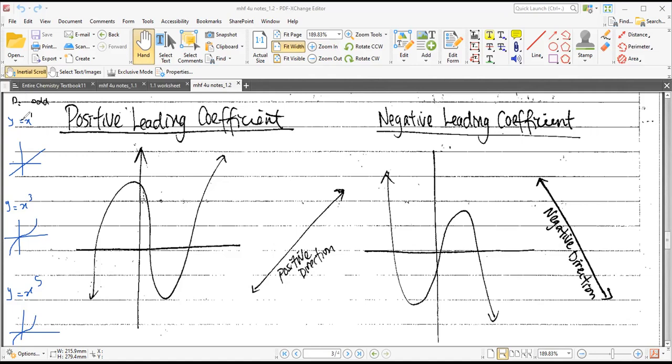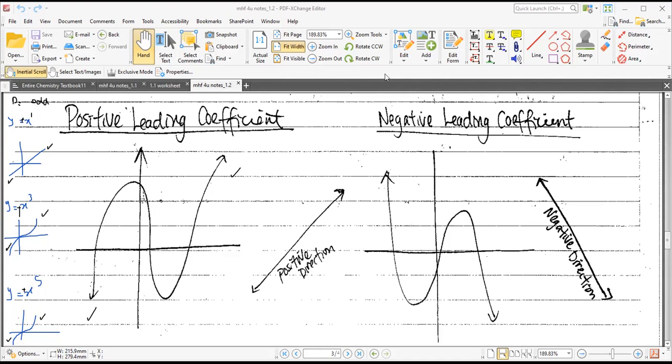If the leading coefficient is positive, and here the leading coefficients for all of these are positive, the end behavior is going to start from quadrant 3 and go to quadrant 1. See, from quadrant 3 to quadrant 1. Since this graph starts from quadrant 3 and ends in quadrant 1, I can say that we have a positive leading coefficient, and the power or the degree is odd.